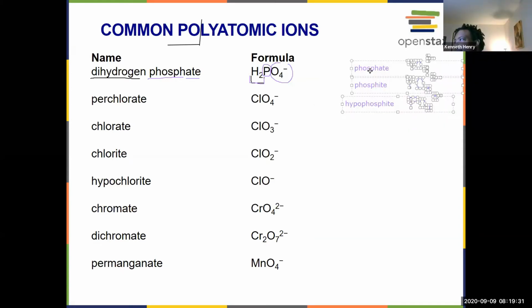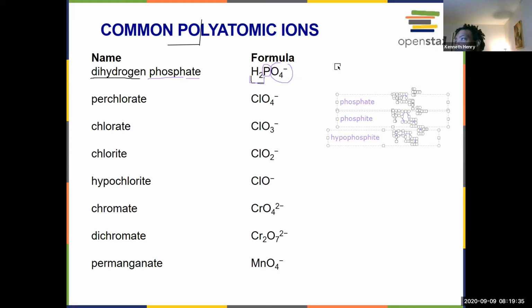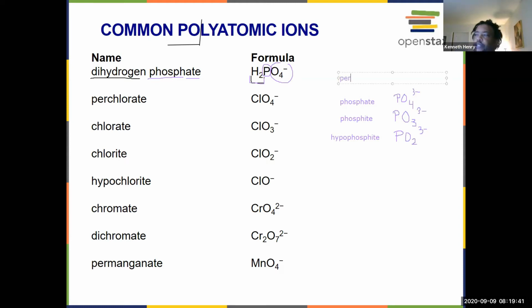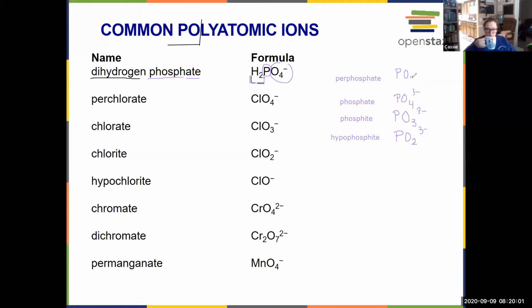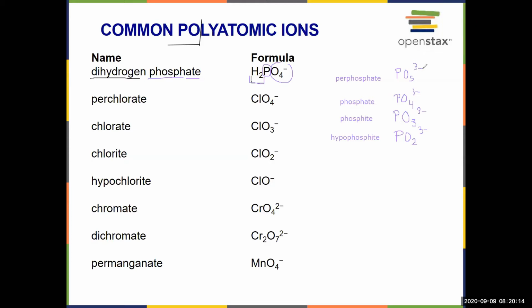There's one more I want to go over: per, as in hyper, phosphate. What do you think that one has? PO5, 3 negative. Now you noticed that in all of these cases, we did not change the charge on the ion. What is changing? The amount of oxygen atoms.